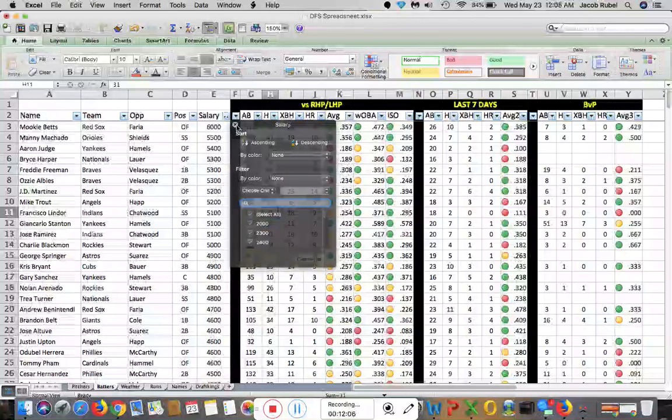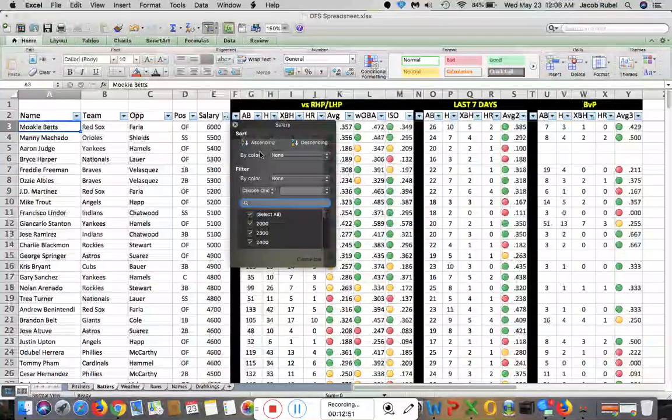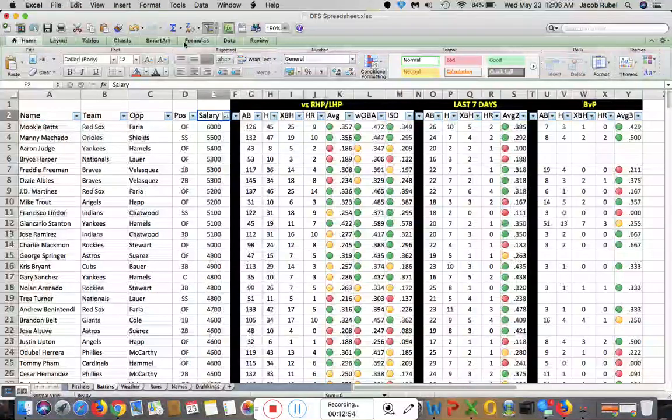You will see that all the numbers will change. So again, Mookie Betts was your most expensive player today at $6,000. This year he's batting .357 against righties with a .472 WOBA and a .349 ISO, which are pretty incredible numbers. He's batting .385 in the last 7 days, and BVP history against Jake Faria is 3 for 7 with an extra base hit. No home runs for a .429 batting average. But as you may know, tonight he went deep against Jake Faria, and so he now has one career homer against him.